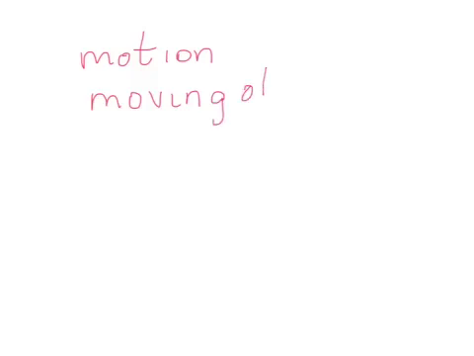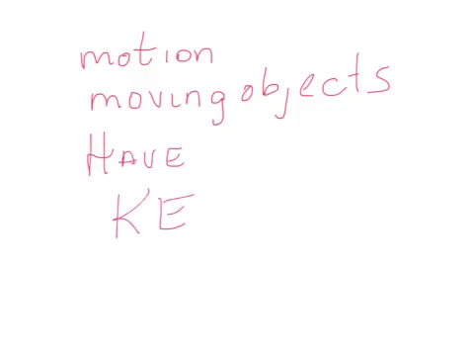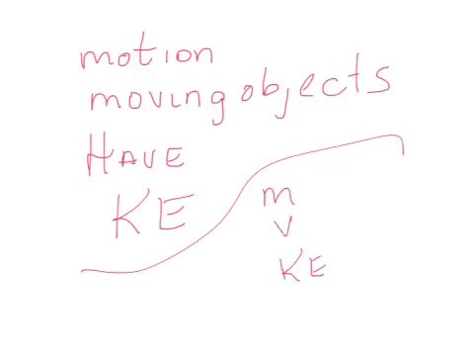So we know that if it is moving, all moving objects have kinetic energy. And you have 3 examples on how to solve for mass, velocity, and kinetic energy of a moving object.